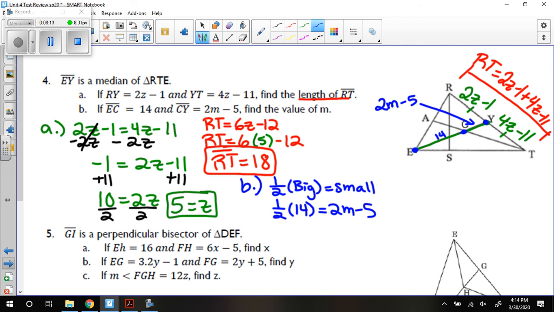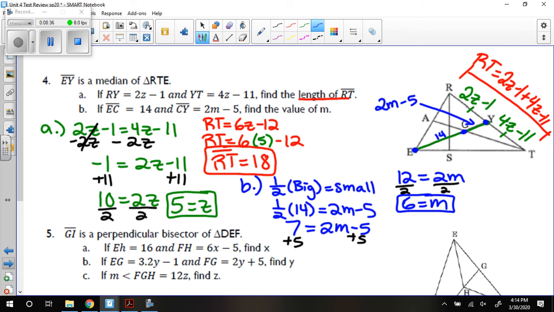Okay, so we've got 7 equals 2m minus 5. I can add my 5. So now I've got 12 equals 2m, and I can divide by 2. Okay, so 6 is what m is equal to, and that's all it asked you to do for part B, was to figure out what m was.